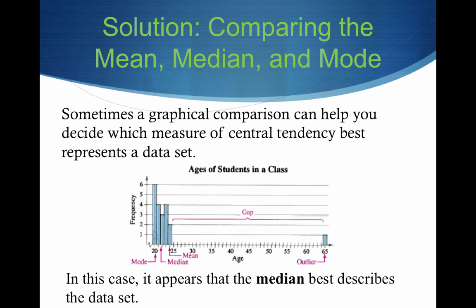Here's a graphical comparison of where the mean is. Leftmost, here's our mode at 20, our median at 21.5, our mean at roughly 24, and then here's our outlier way out to the right. So what's our best descriptor of the central tendency? Clearly we can see that it's the median.